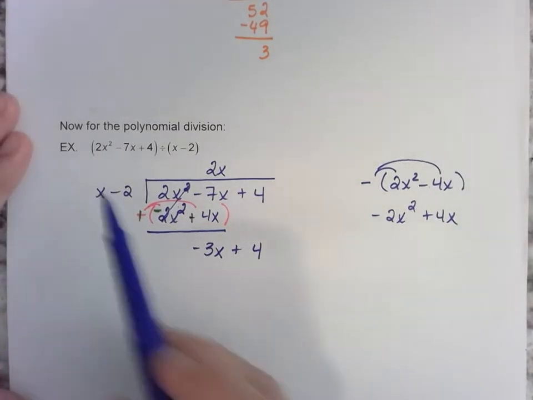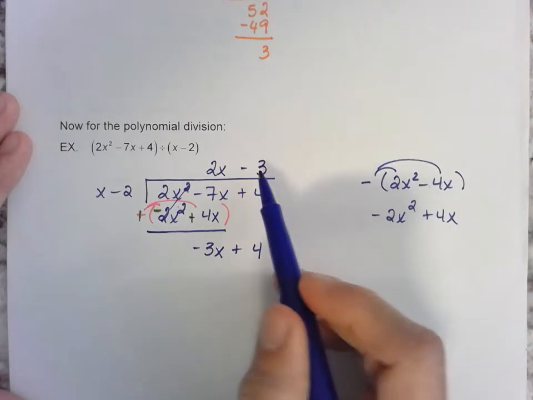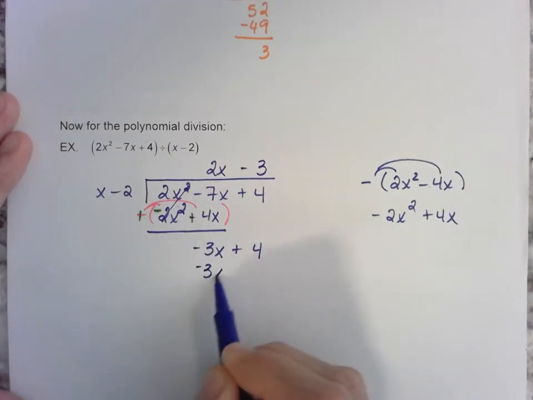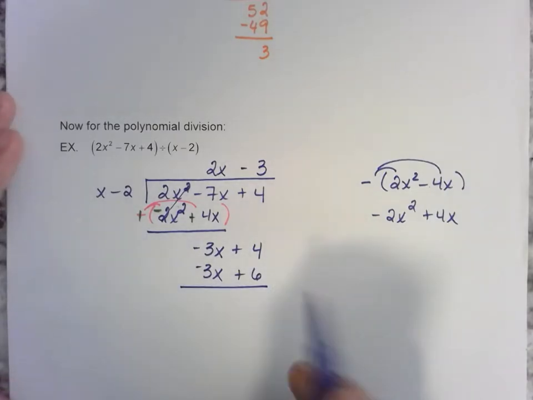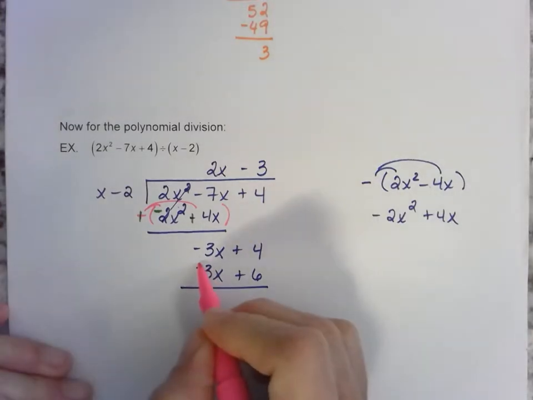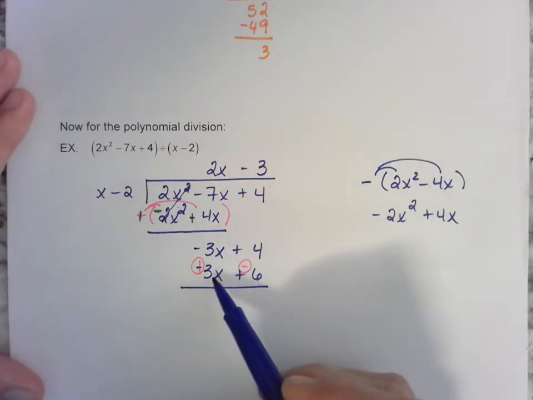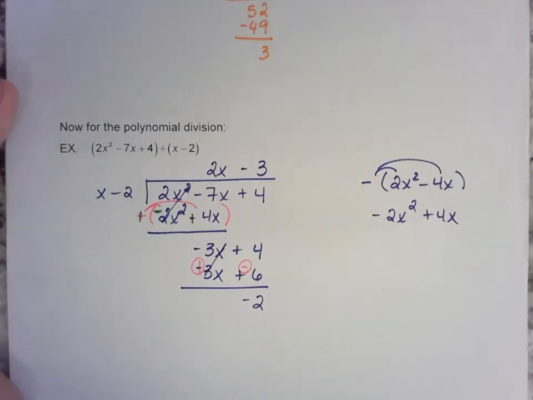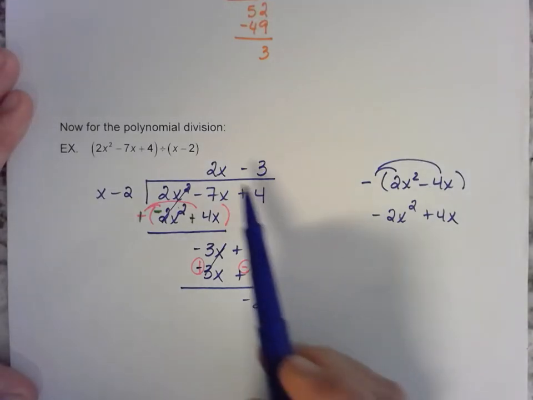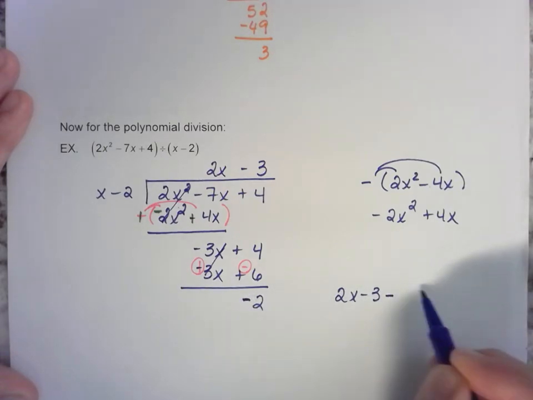What do you multiply by x to get negative 3x? Well, you need a negative 3. Negative 3 times x is negative 3x. Negative 3 times negative 2 is positive 6. The next step is to subtract, which means change all the signs. Negative 3x plus 3x is 0, and 4 minus 6 is negative 2. So we now have our remainder. Our quotient is this expression. That's a minus, so we put minus 2 over x minus 2.